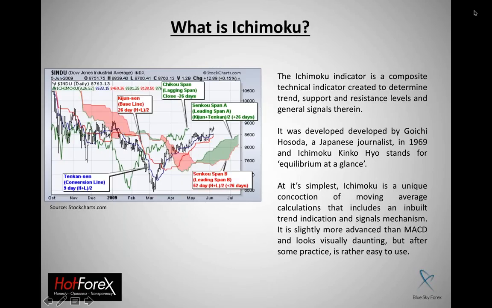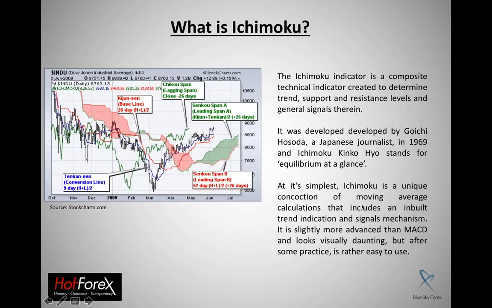The Ichimoku indicator is actually a composite indicator. It is created to determine firstly the trend, so it shows you in which direction the overall trend is, and then also key support and resistance levels in that trend, which when the price hits are considered signals. It was developed by Goichi Hosada, a Japanese journalist in 1969, and Ichimoku Kinko Hyo stands for equilibrium at a glance, because it gives you the equilibrium. Where is the market headed and where are the key turning points and support resistance points?